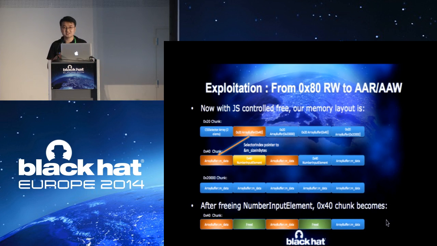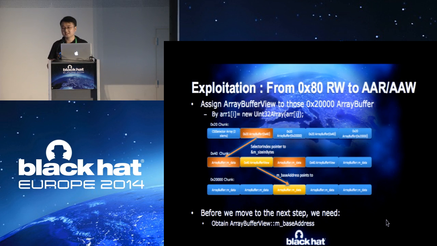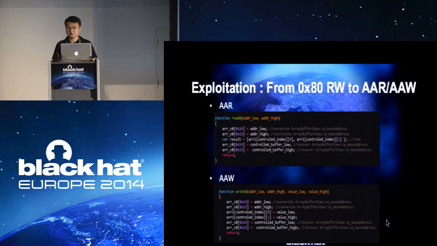So let's adjust the memory layout. In the 0x20 chunk, we just put it as usual. And in the 0x40 chunk, we put that number input type in front of the overflowed buffer. Then we just free it. After we free it, we fill it with an array buffer view so that we can achieve the AAR and the AAW. So with those techniques equipped, we can make the AAR and the AAW. And here is the code primitive.